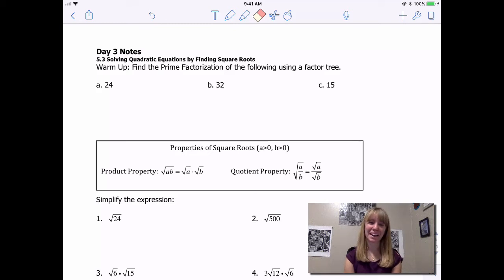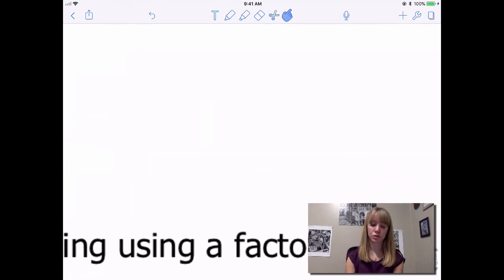Hi, this is Mrs. Marquette, and today we're going to talk about solving quadratic equations, specifically with some square roots. Before we start actually doing some solving, we have to review just a couple of things. The first is what really is a square root.